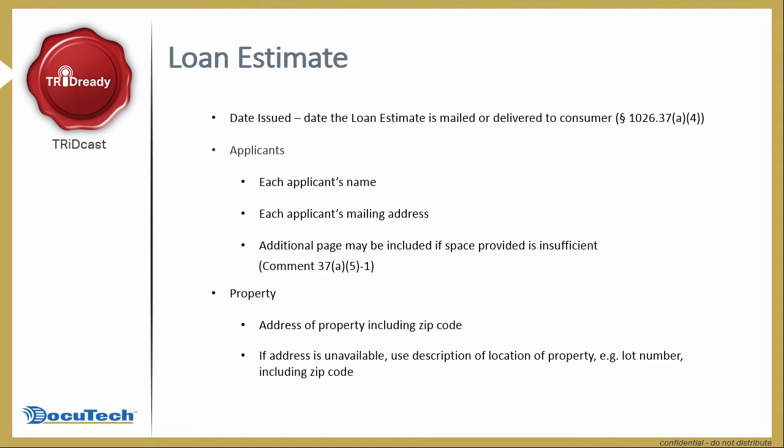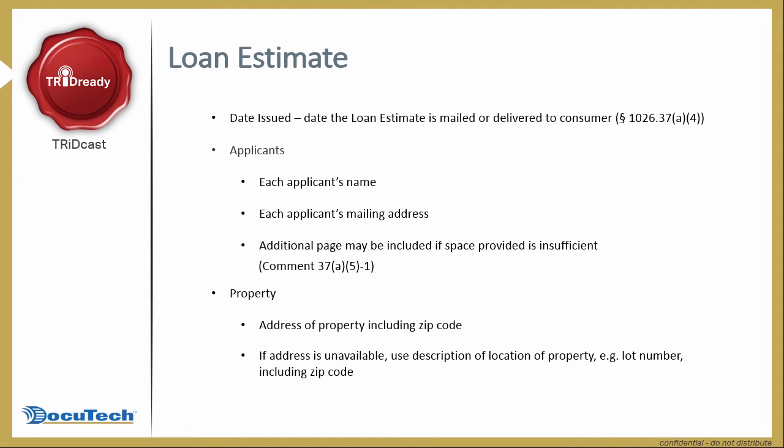And now Fred will discuss the section on identifying the property. Thanks. So the next section identifies the property, and simply this is where you're going to put the address of the property, including the zip code. Now, there could be times when the address is unavailable or there is no address. So in these circumstances, you're going to use a description of the property, like a lot number, but you're always going to have a zip code included here in the property description.